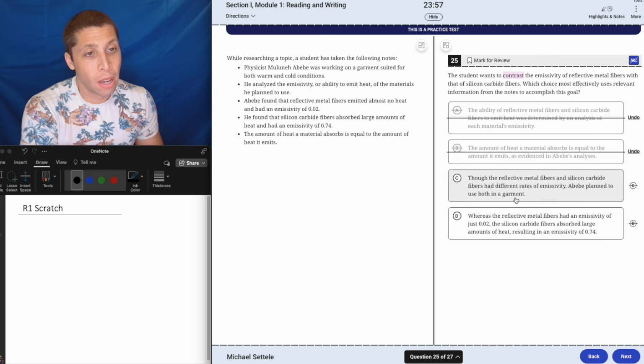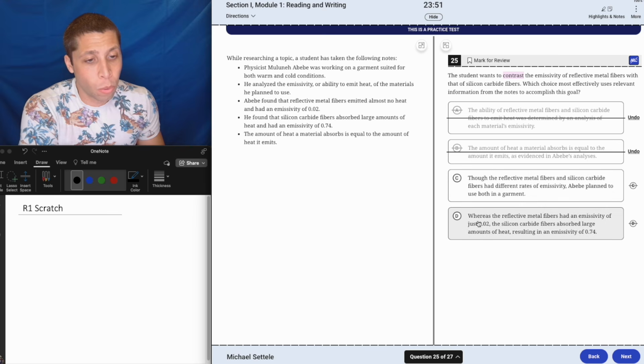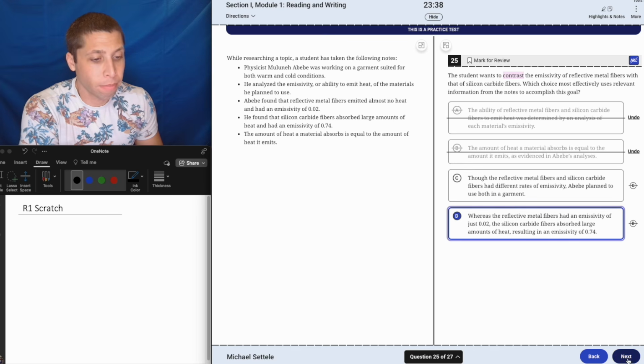Though the reflective metal fibers and silicon carbide fibers had different rates of emissivity, Abebe planned to use both in a garment. Well, saying they're different, but how are they different? I don't know. I feel like I need more. Whereas the reflective metal fibers had an emissivity of just 0.02, the silicon carbide fibers absorbed large amounts of heat, resulting in an emissivity of 0.74. Yeah, that's a clear contrast, and it's the right numbers, so that's good.